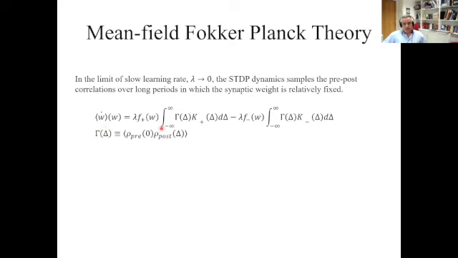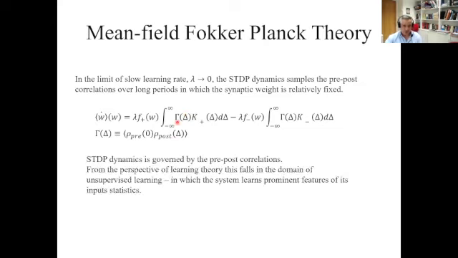That has again a potentiation term and a depression term. And each term depends on the overlap between the temporal kernel of the STDP rule and the cross correlation between the pre and post synapses.